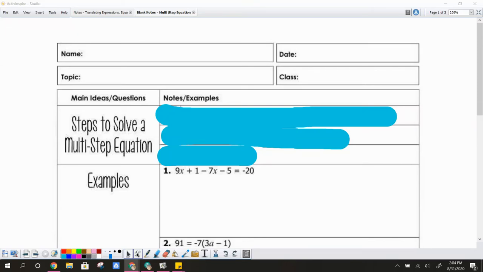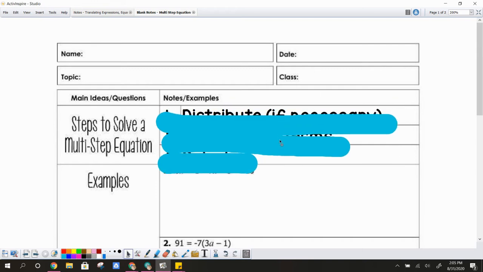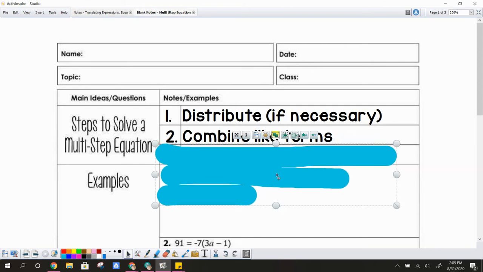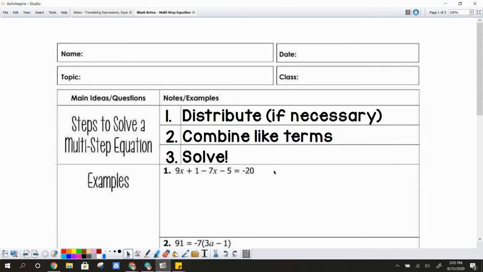Today we're talking about how to solve multi-step equations. So there are three steps to solving multi-step equations. The first step is to make sure that you are distributing if necessary. Step two is to combine like terms. And step three is to solve. So we need to make sure we're following these three steps when we're solving multi-step equations.